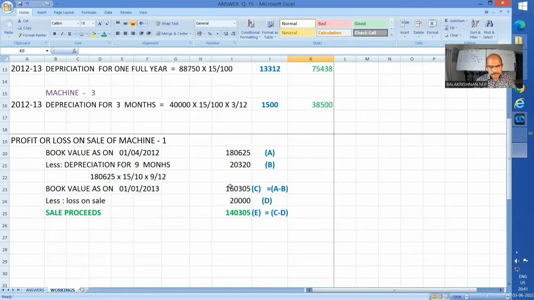So that being the case, what is the book value on the date of sale? Reduce the depreciation. This is the book value on the date of sale. And they have not given us the realization amount. Indirectly, they said it has been sold at a loss. That means less than this book value of about 20,000 is what we have realized. That is 1,40,305. Okay, that I am showing here.